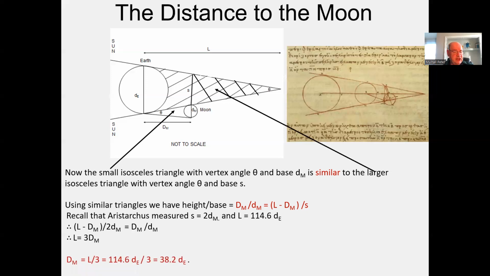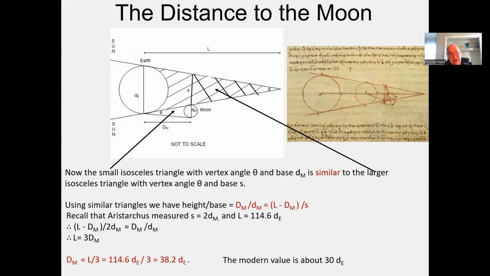But we know that L is 114 times the diameter of the Earth. And therefore, Aristarchus gets his first major result, that the distance to the moon is 38 times, that's 114 divided by 3, the distance to the moon is 38.2 times the diameter of the Earth. This is remarkable because the modern value is 30. That's pretty close, given the bad measurements that he's working with.